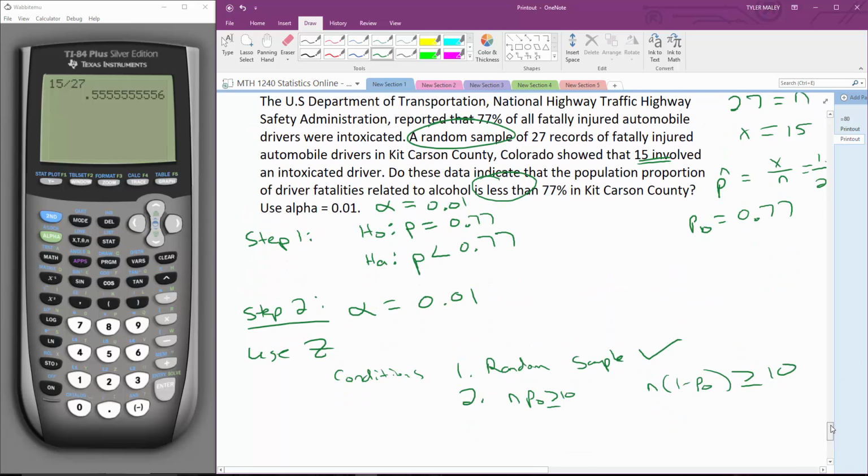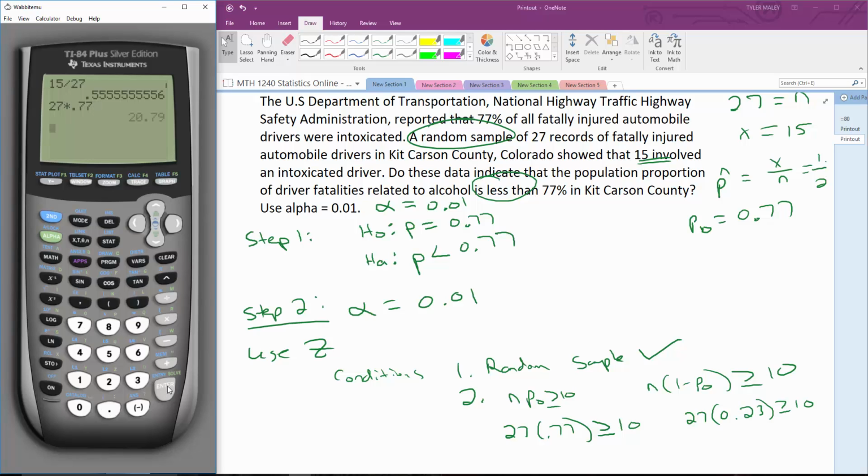So n is 27, so we would take 27 times 0.77, and is this bigger than 10? And then we would check 27 times 0.23. Is this bigger than or equal to 10? All right, so we can come over here and check. So 27 times 0.77, that one's good. If we take 27 times 0.23, that is not bigger than 10. So this one is not bigger than 10.